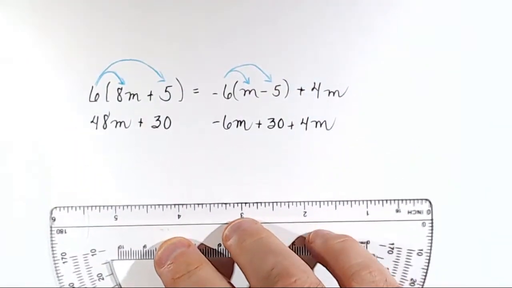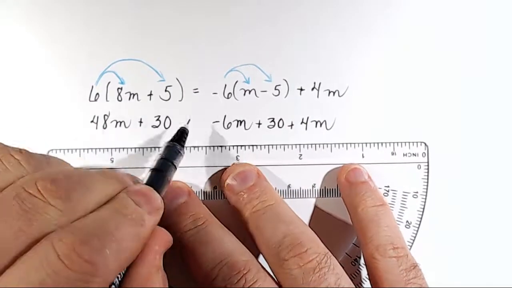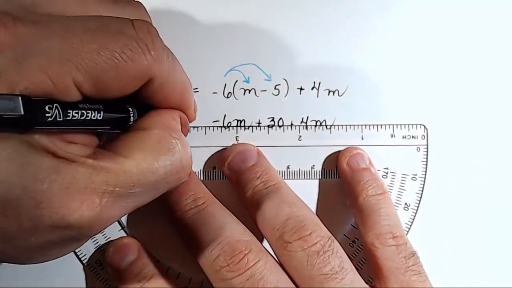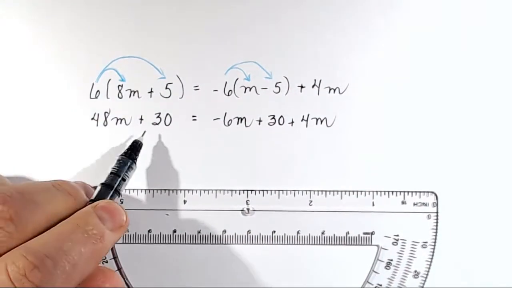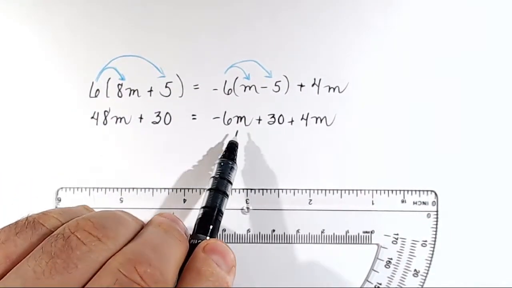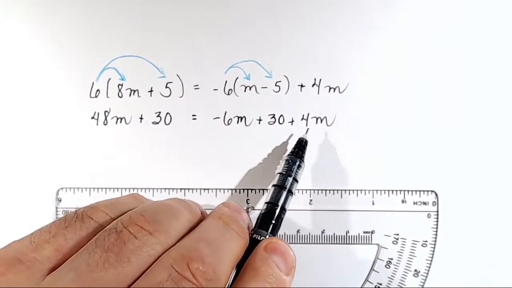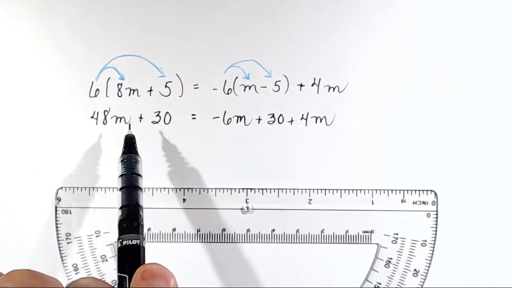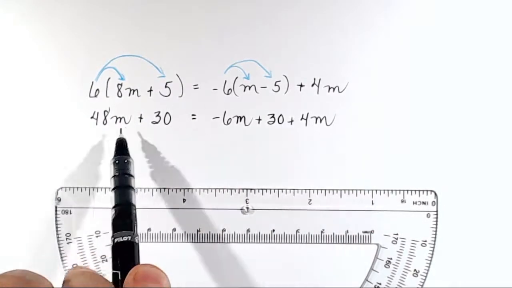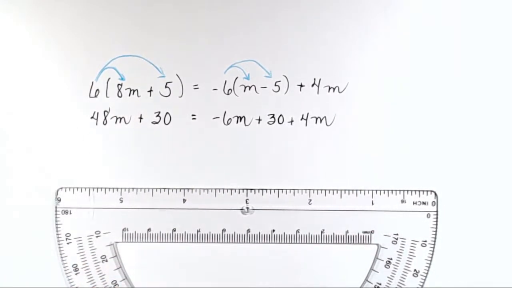Okay, let's see what else we need to do. We need to put an equal sign right here. And that is the current state of the problem. 48m plus 30 equals -6m plus 30 plus 4m. Remember, even though there are more variables, and this time the variable is on both sides of the equal sign, our solution process doesn't change.